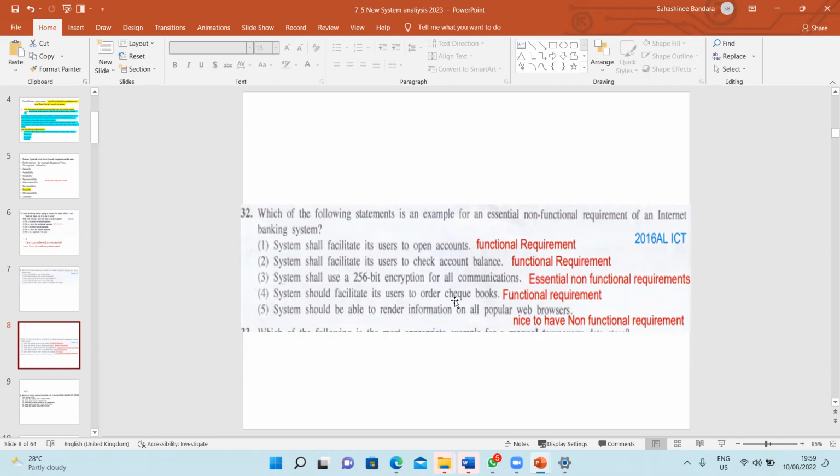The system should facilitate its user to order checkbooks. That can be functional or non-functional, depending on the system type. Next, the system should be able to render information on all popular web browsers. We don't care whether it is accessed in different kinds of web browsers. It is nice to have. That means using Explorer or Edge or Firefox. It is not the main functional or non-functional requirement, so we take it as a nice to have non-functional requirement.